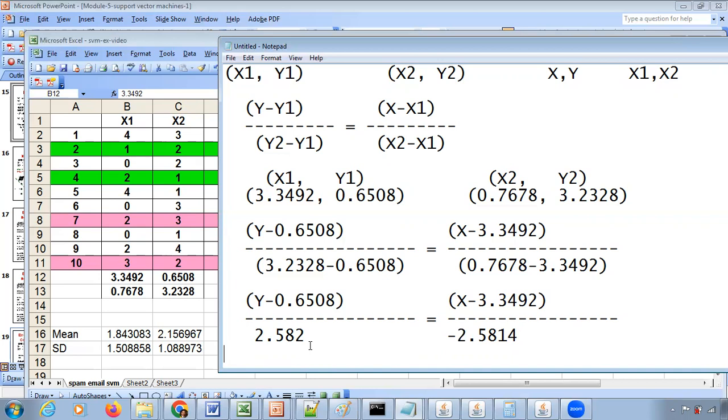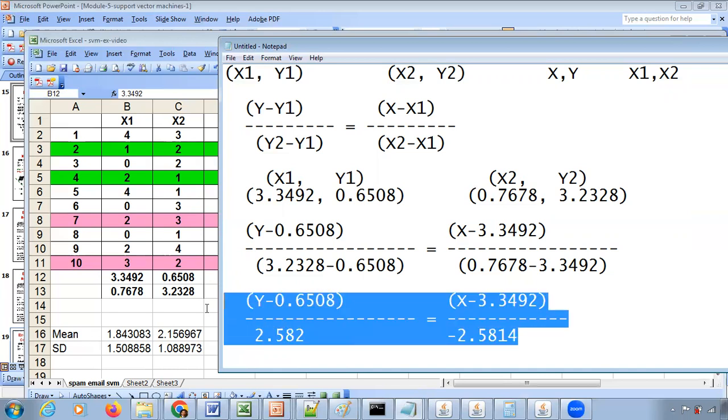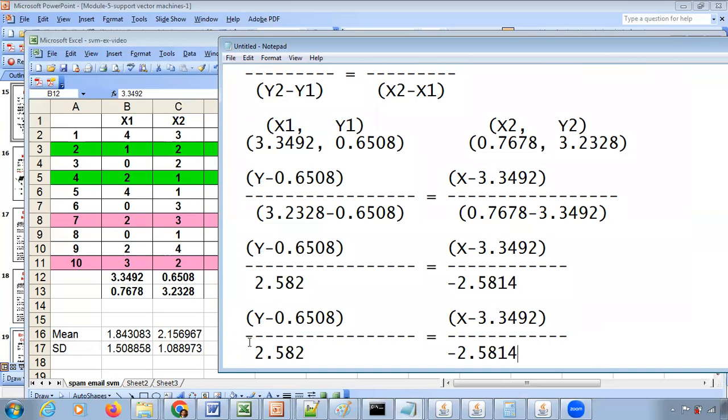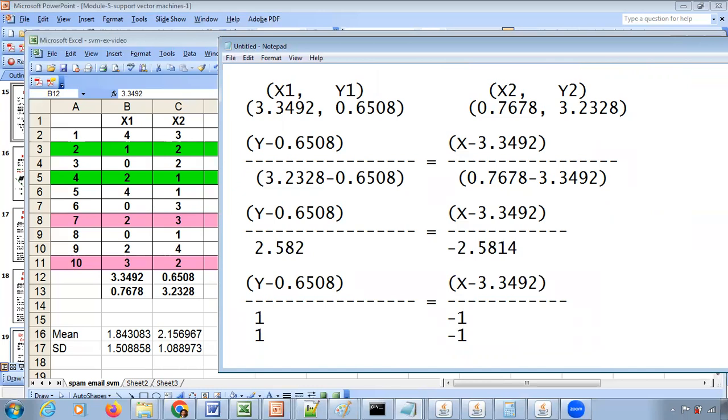Otherwise, you have to go through the math behind this as well. We'll do that for the next example. For this example, since both the denominators happen to be the same magnitude, with just the sign difference, you can say this is 1 and this is -1, and just multiply on both sides.